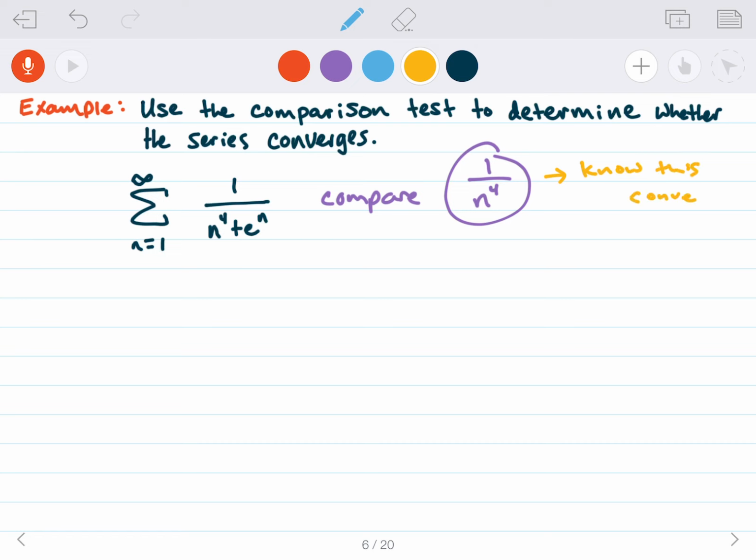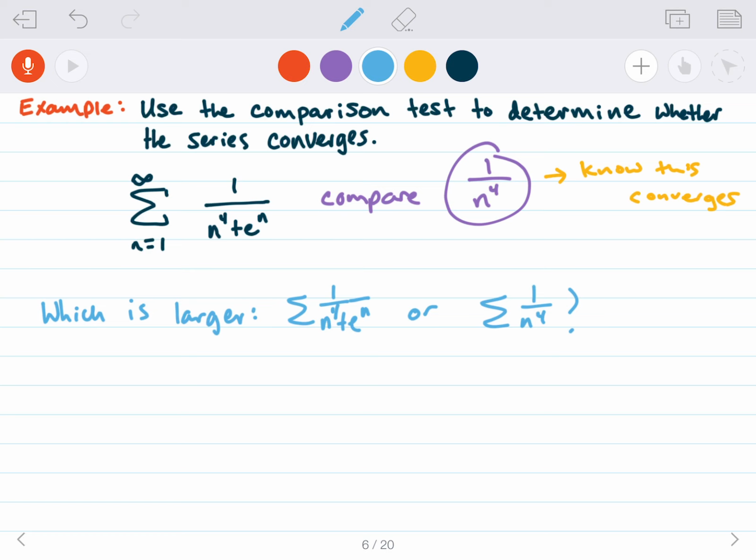So the question is, what is that going to tell us about the convergence of this guy? Well, we need to figure out which one's bigger. So which is larger: the sum of 1 over n to the 4 plus e to the n, or the sum of 1 over n to the 4? Which one's larger?